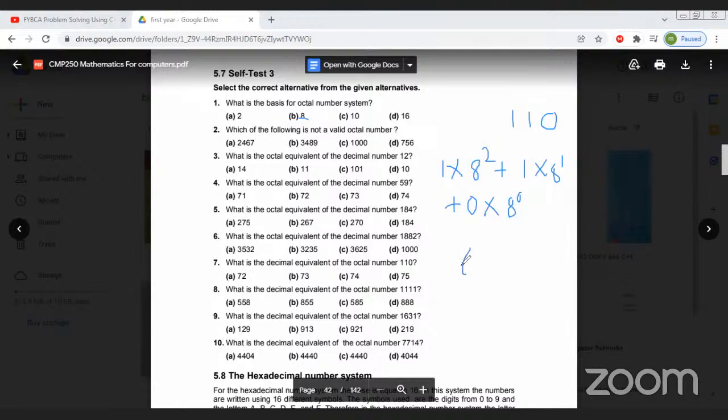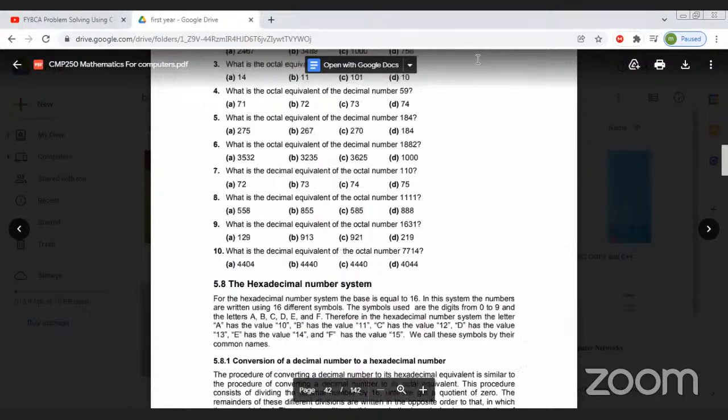So 8 square is 64 plus 8. 8 plus 4 is 12, 1 carry over here. So it is 72. So your answer is 72. This is how you are going to solve the sums.